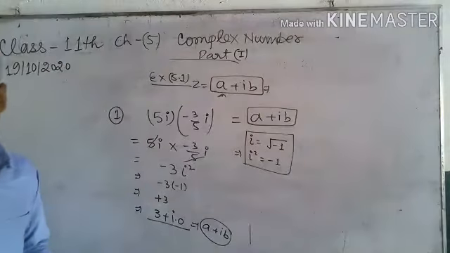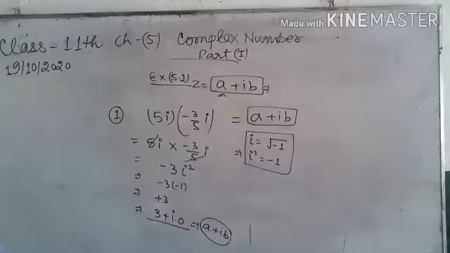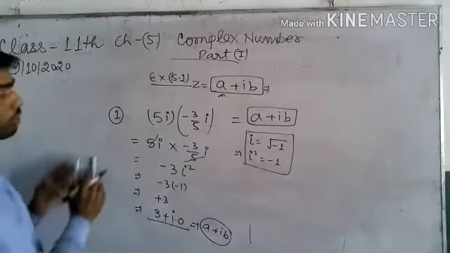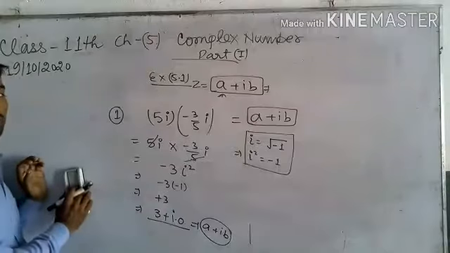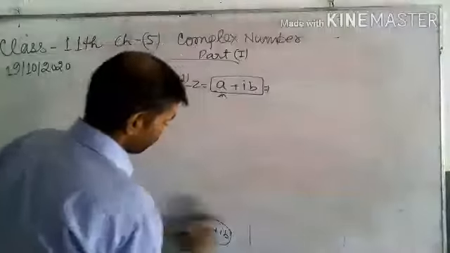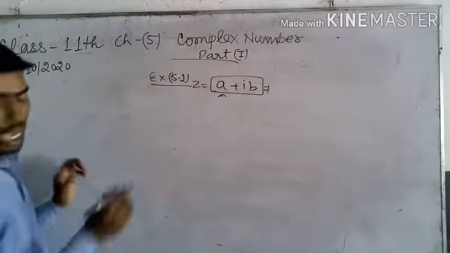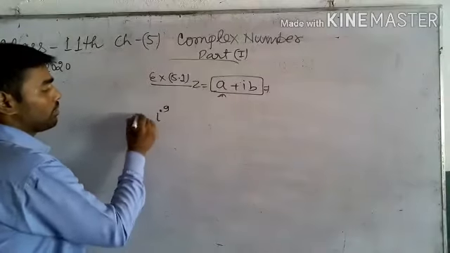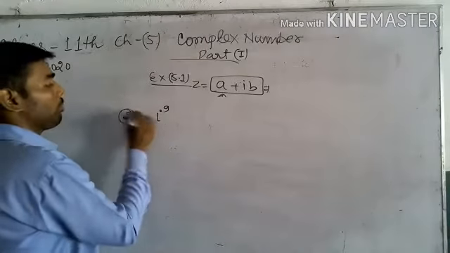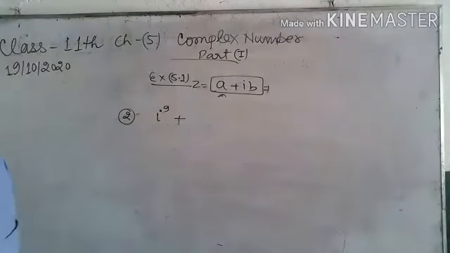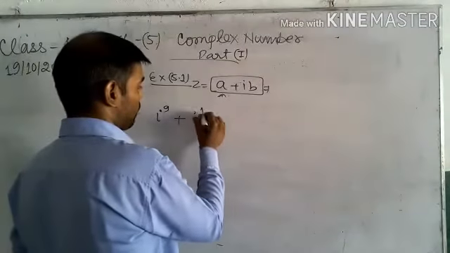Similarly for question number 2, 3, 4, 5, 6, 7, 8, 9, 10. Now we move on to question number 2. Question number 2 is i to the power 9 plus i to the power 90.